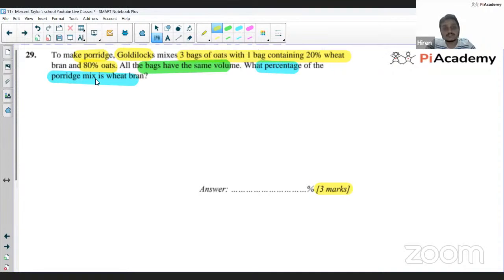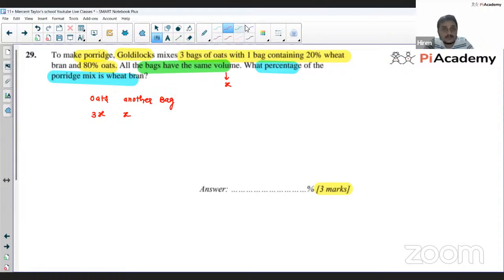So let's solve this question. Let's say your bag volume is x. The first thing is, you have 3 bags of oat, so let's write it down. It means the total volume is 3x. And then there is another bag, and that bag contains 20%. But you have the fourth bag, so in total there is going to be 4x. This is the other bag.